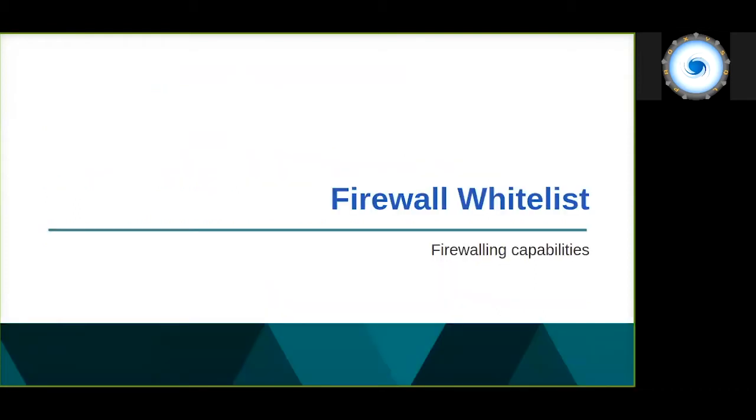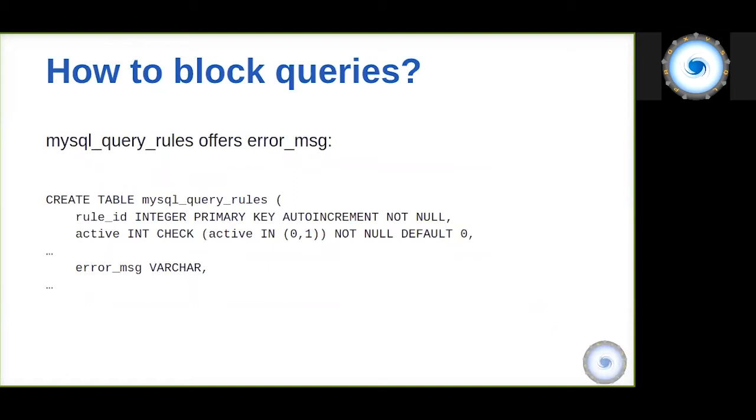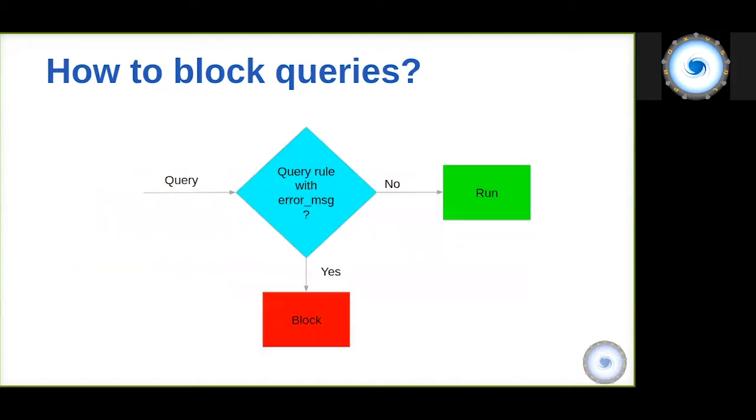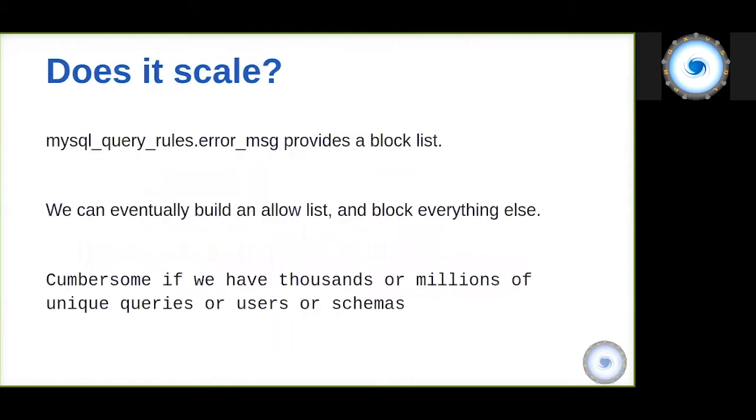Now, the firewall whitelist. ProxySQL has always had a way of blocking queries using the error message in the MySQL query rules tables. In the MySQL query rules tables, there is a column called error message. If it is enabled, basically the query will be rejected. So let's have a quick diagram to show this. The query is coming. Does it hit our query rules with error message? If yes, the query is blocked. If not, the query is executed.